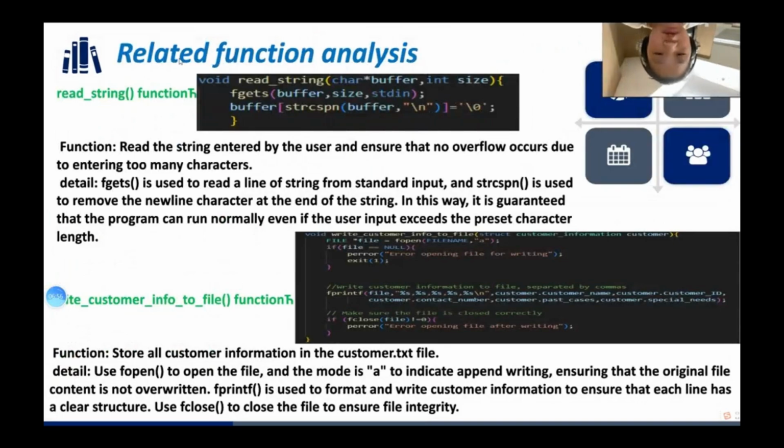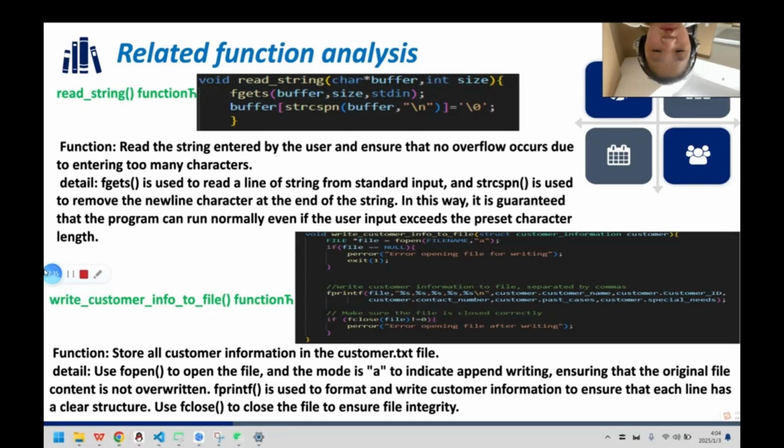Here is the read function. read_string function. Function: read the string entered by the user and ensure that no overflow occurs due to entering too many characters. Detail: fgets is used to read a line of string from standard input, and strcspn is used to remove the newline character at the end of the string. In this way, it's guaranteed that the program can run normally even if the user input exceeds the processed character limit.